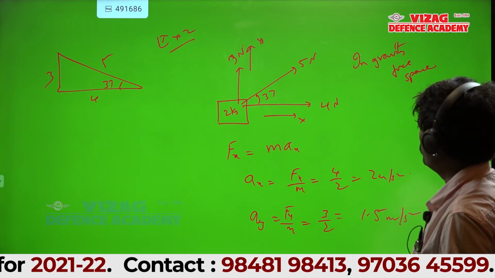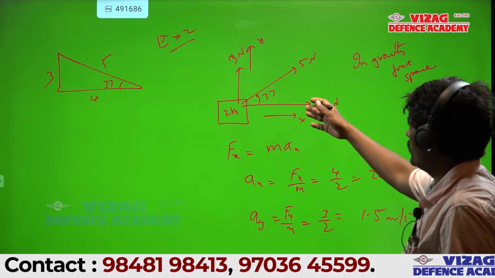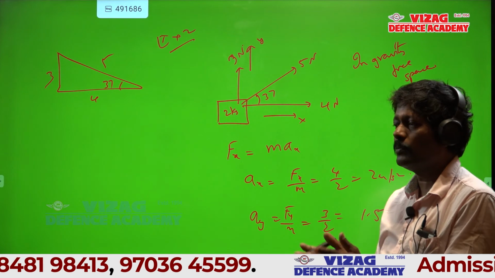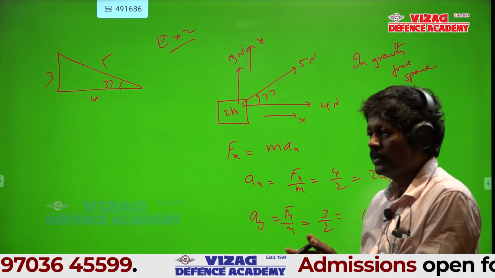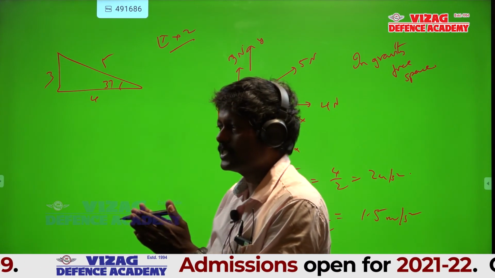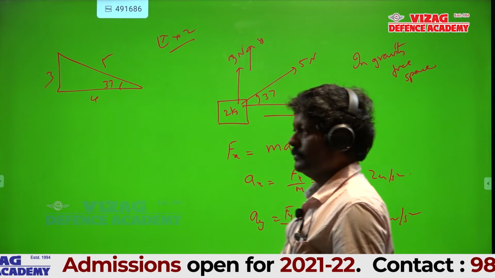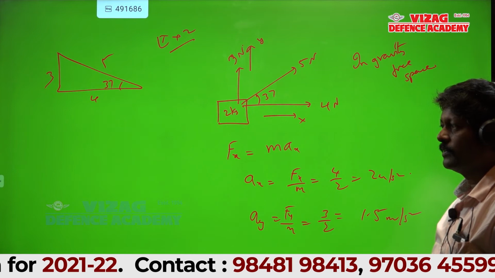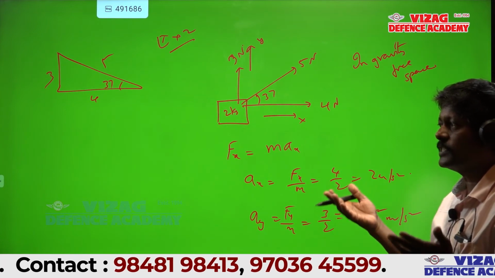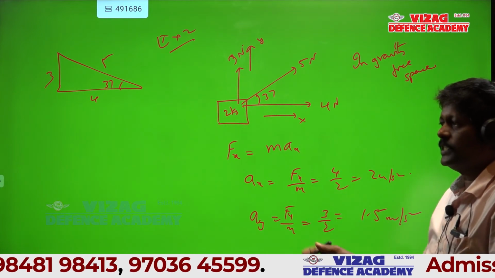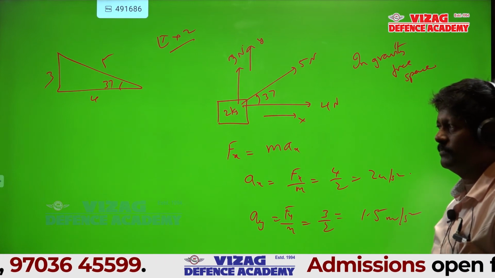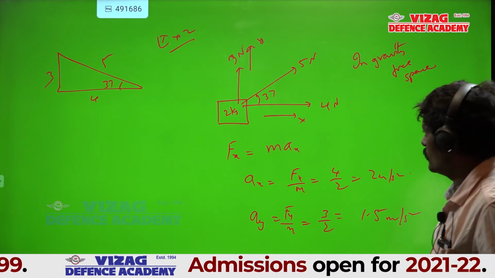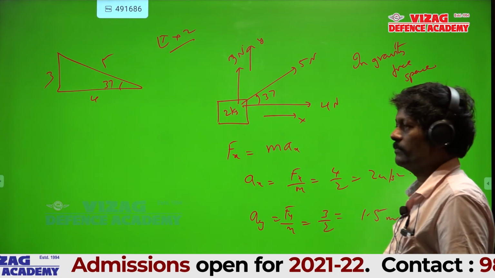Example 3.2. Newton. When do you get normal reaction? Only if it is resting on the surface. When it is not resting on the surface, where is the question of normal reaction? It's not resting on the surface.